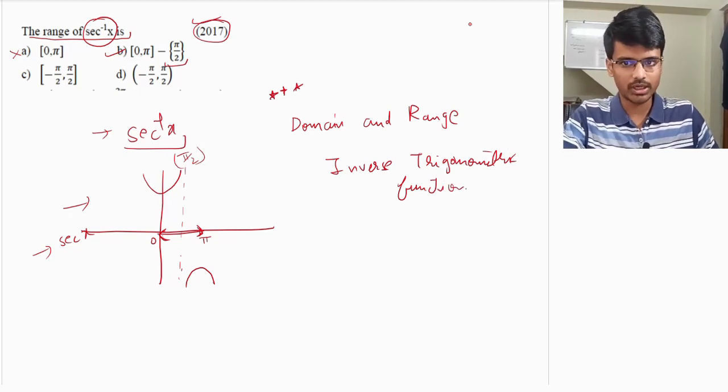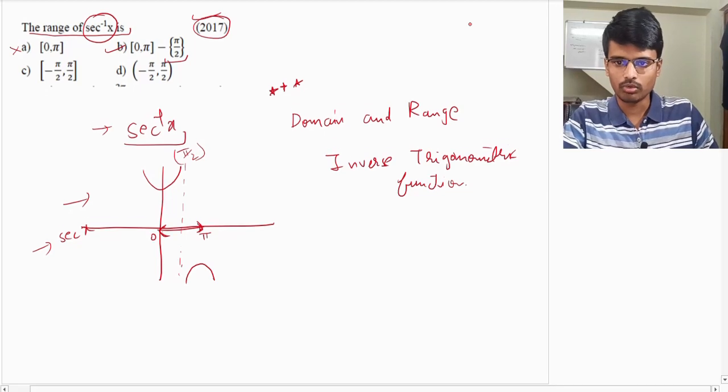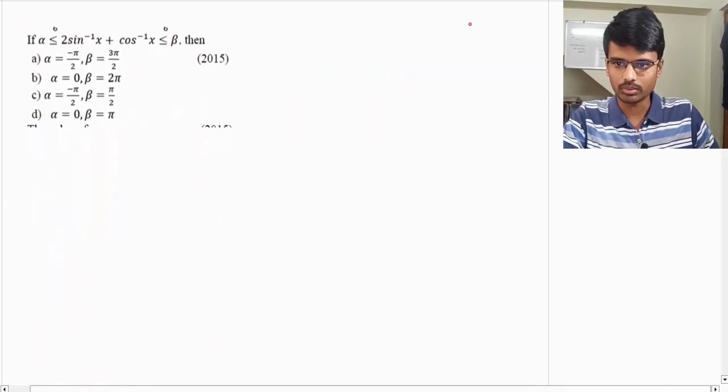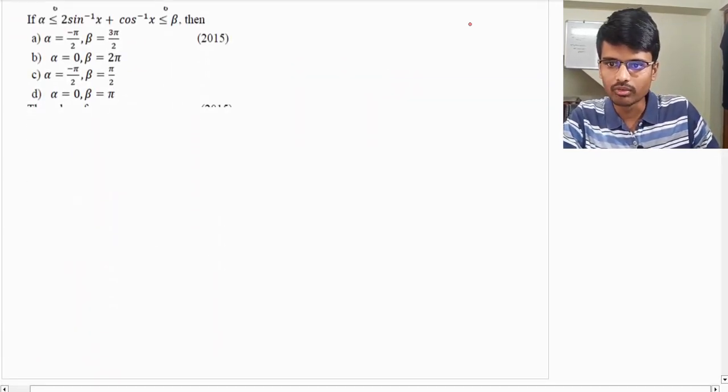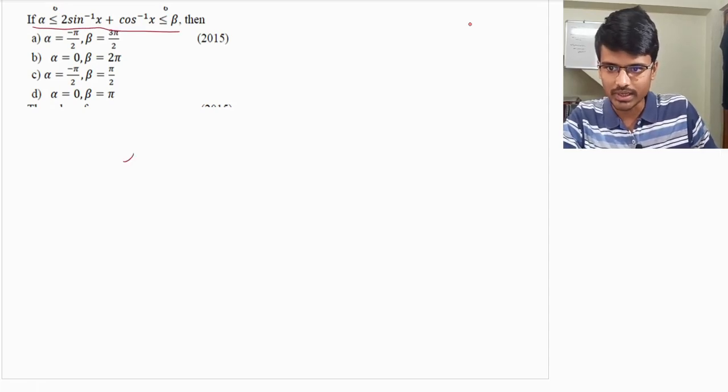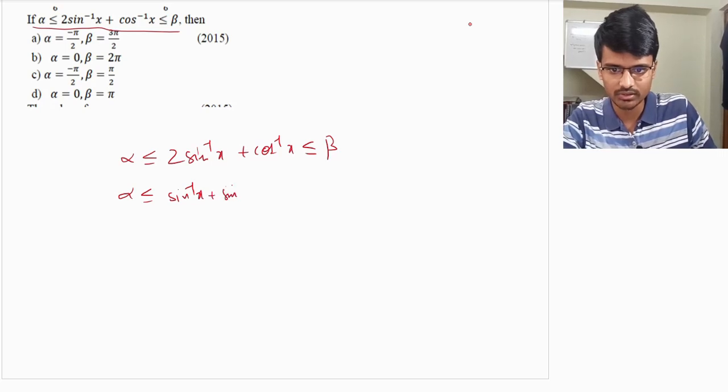Moving on, you can expect a question from here. Moving on, what do we have? We have got this question. Interesting question. Let me just write down: alpha is less than or equal to 2 sine inverse of x plus cos inverse of x, which is less than or equal to beta. I can write 2 sine inverse of x as sine inverse of x plus sine inverse of x. Agree? Plus cos inverse of x.